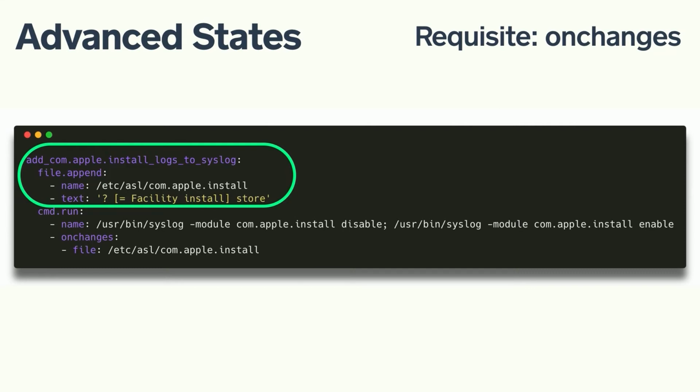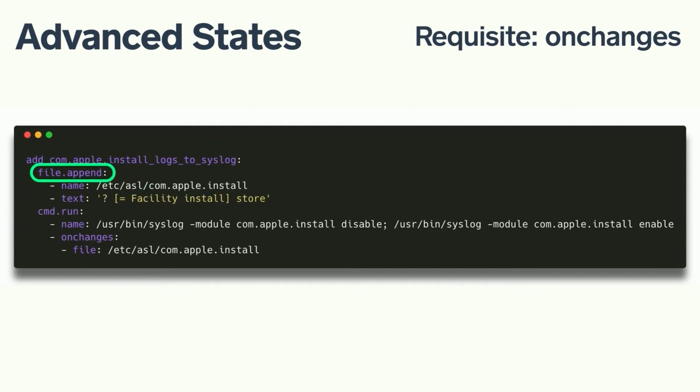So let's take a peek at another requisite. This one's called OnChanges. So in this state, we're going to make sure that a line is appended at the end of a file. And the file that we want to make sure that we have a line at the end of is etc asl com.apple.install. And we want that particular string of text at the bottom of the file.